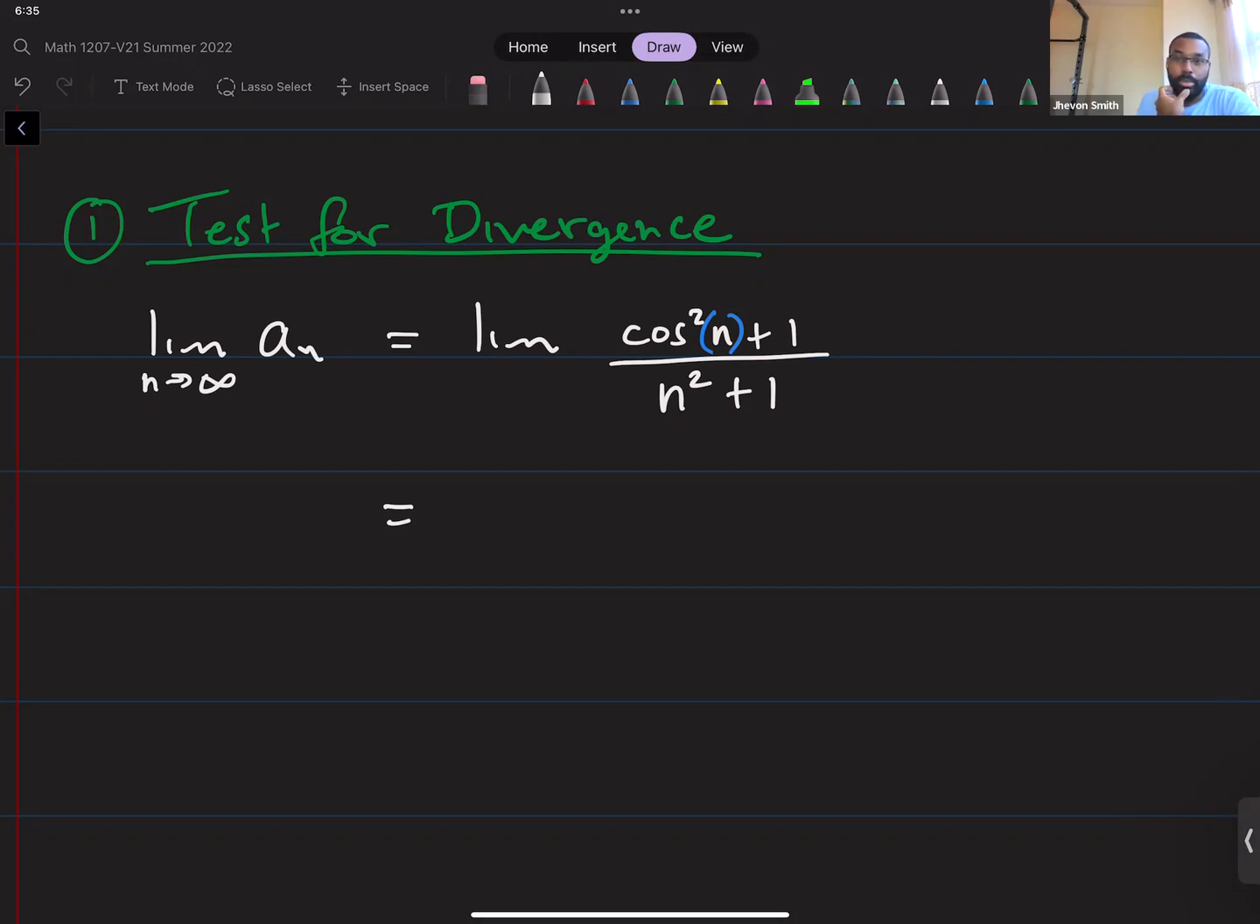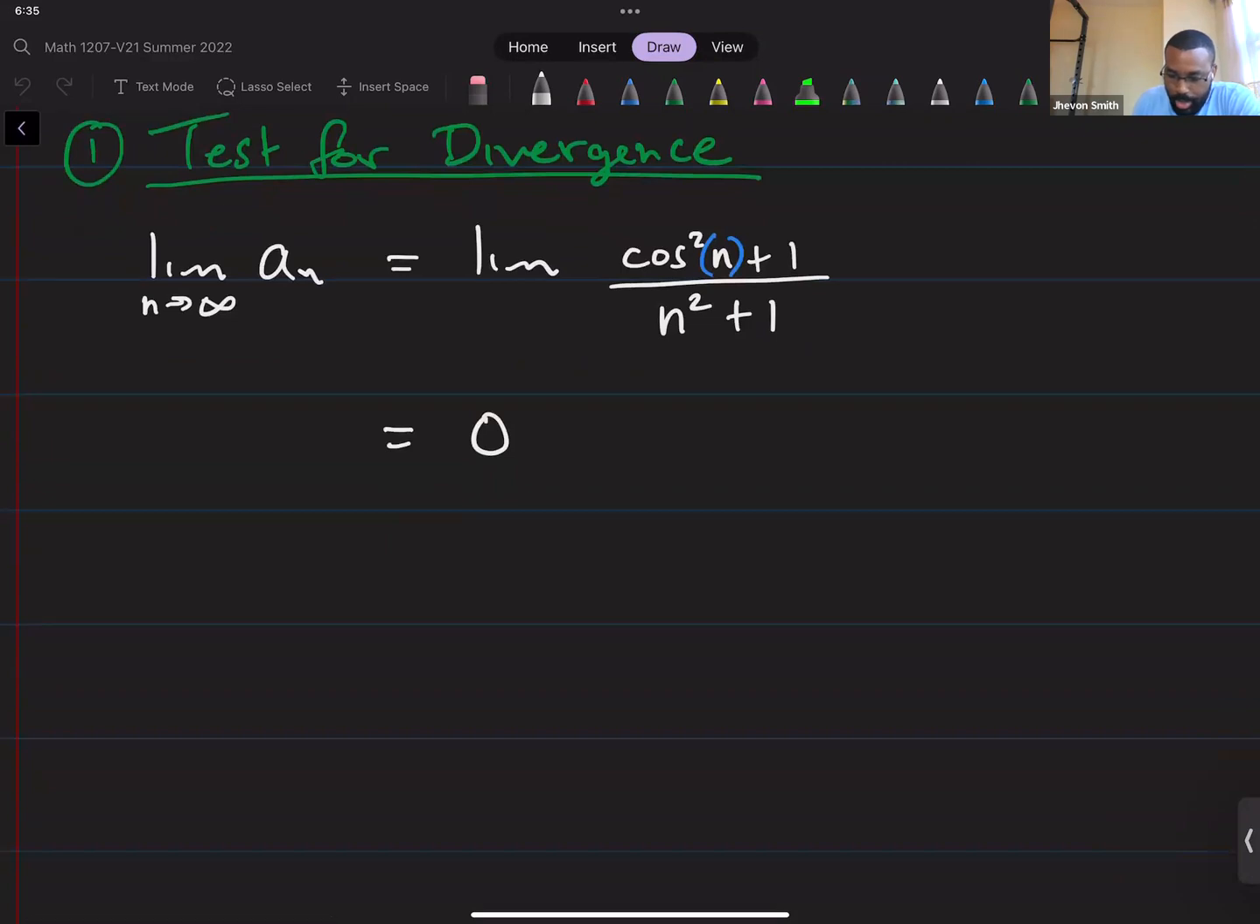What's the biggest the denominator can be? Right, someone did this. As big as you want, it goes off to infinity. So you have a fraction where the biggest the top can be is 2, and the denominator is going off to infinity. What's the limit? Right. See in the chat, 0. 0 is going to be that limit. So what does that mean for the test for divergence? It converges, right? So 0 means inconclusive. You can't say anything.